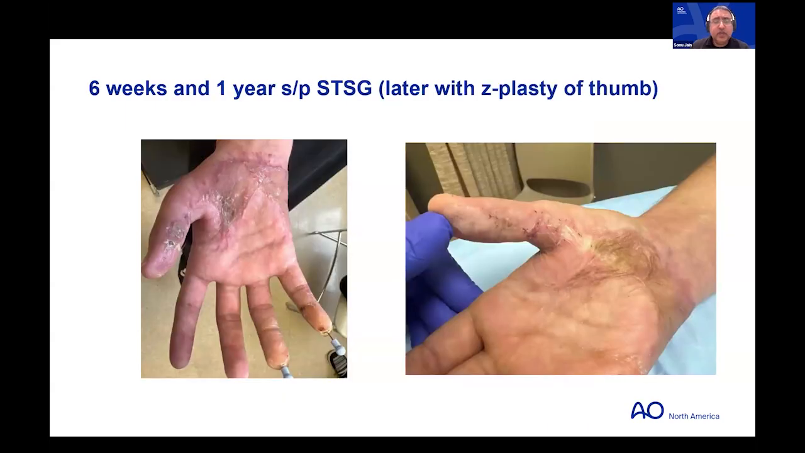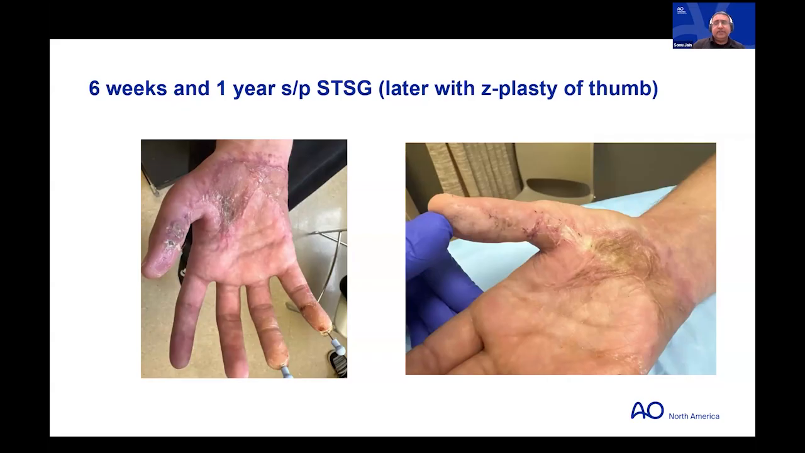And that's what we did. So he went for skin grafting, and 6 weeks later on the left, you can see that the skin graft healed well, and it was pretty durable because 1 year later, when we saw him back during our follow-up visits, you can see that the skin graft has really contoured well and taken well. We did a recent Z-plasty of his web space contracture, or his thumb contracture on the palm. So it's a good option.